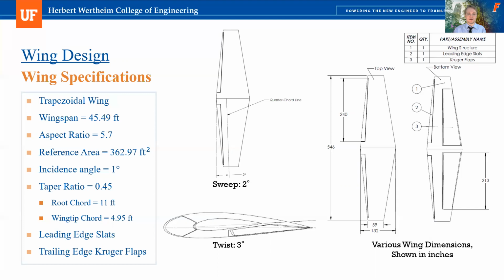This allows us to find the root chord to be 11 feet and the wingtip chord to be just under 5 feet. A twist of 3 degrees is placed at the wingtips, allowing the wing to stall at a higher angle of attack and also increasing the short takeoff and landing performances of the aircraft. Finally, leading edge slats and trailing edge Kruger flaps are placed in the wing to increase the lift during low speed operation, once again, meaning the aircraft can take off and land at lower speeds, increasing the short takeoff and landing performance.